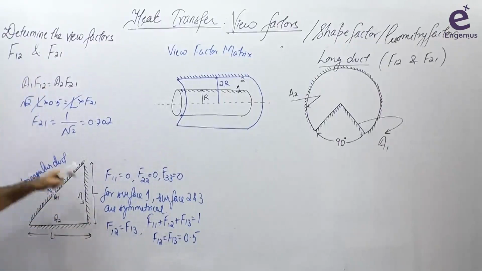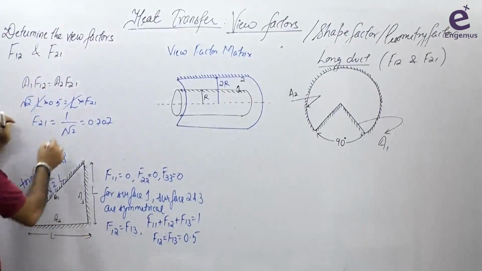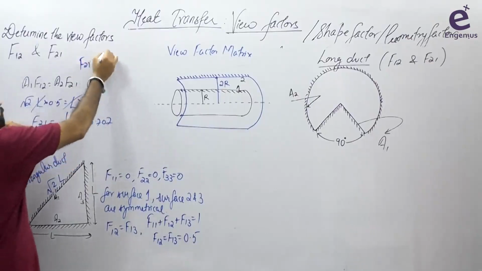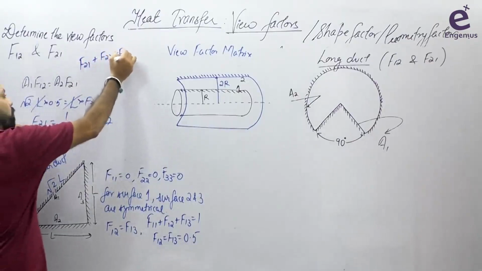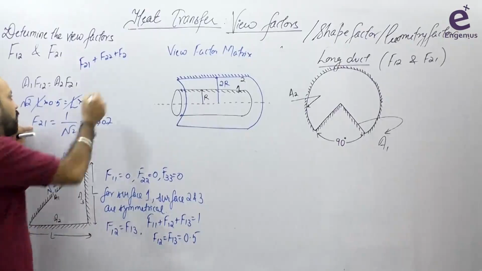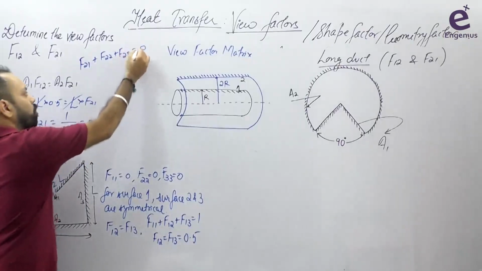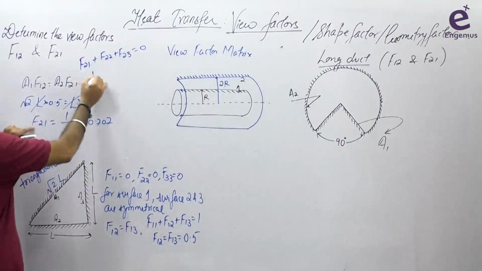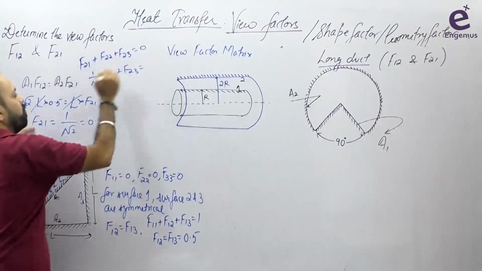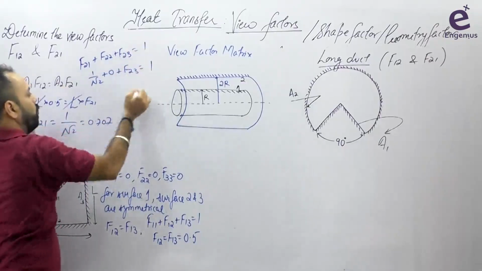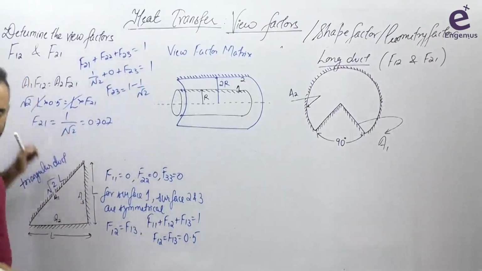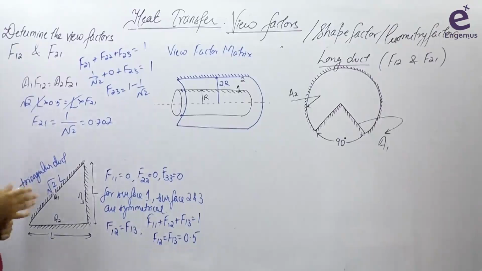Now you know F21, what is F22? 0. I am removing all of them. F21 is 1 by √2, so F21 plus F22 plus F23, because this is also an enclosure. In an enclosure the summation applies. F21, F22, F23 add up to 1. So F21 is 1 by √2 plus 0 plus F23, this must be equal to 1. So F23 is equal to 1 minus 1 by √2. Keep solving, keep finding view factors, good questions can be made from these.